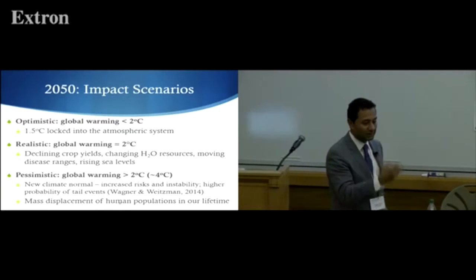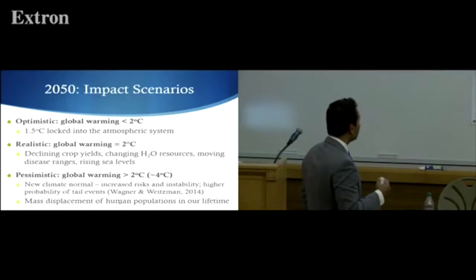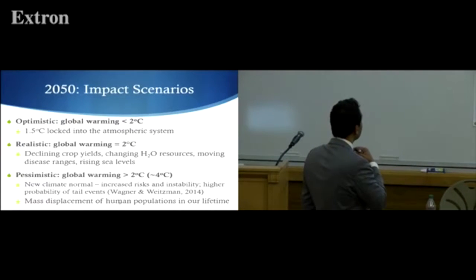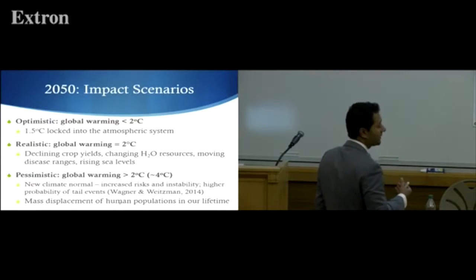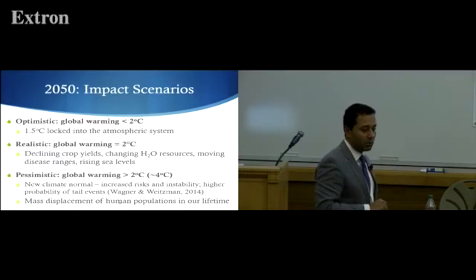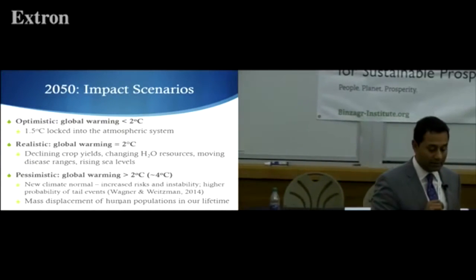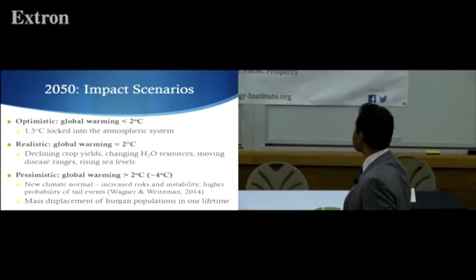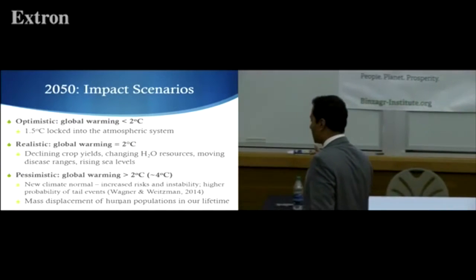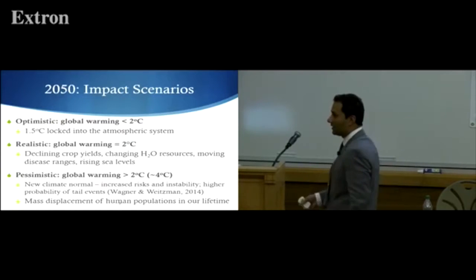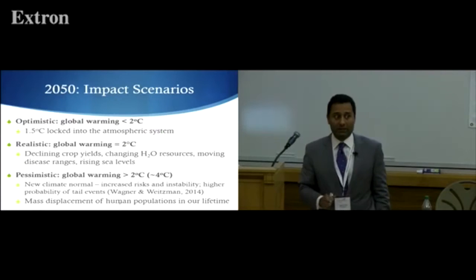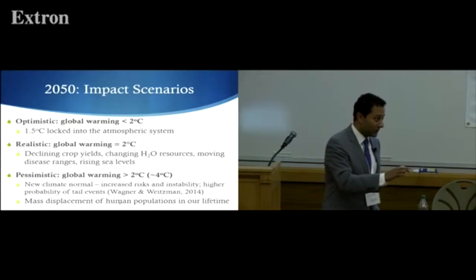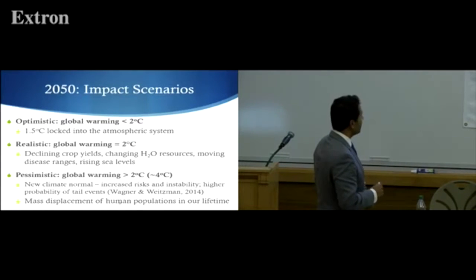Okay, so going forward a little bit more, 2050, different impact scenarios. The optimistic scenario is that somehow we are able to prevent global warming, and the total amount of global warming is going to be less than 2 degrees Celsius. However, according to a report by the United Nations and the World Bank, titled Turn Down the Heat, about 1.5 degrees Celsius increase is already locked into the Earth's atmospheric system. So even if everything works according to plan, you're still looking at increasing global warming by 2 degrees Celsius as of right now.